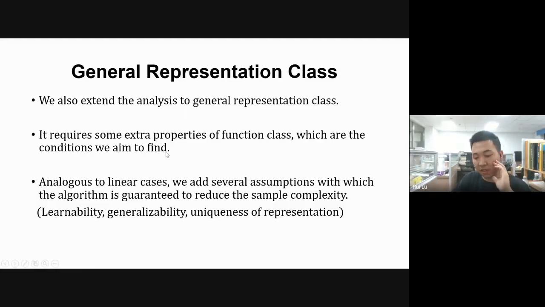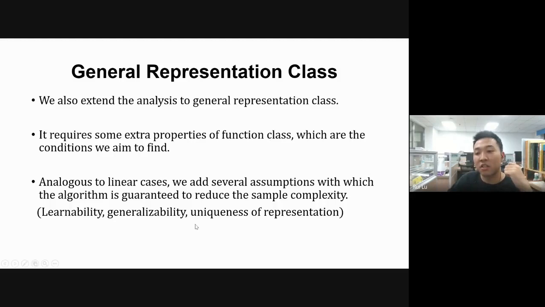But something is different for this general representation class because, for example, in the linear representation class, you set this dt to be the uniform distribution over the standard basis. Then automatically you have the generalization property on arbitrary input, but this is not guaranteed for a general class phi. So to make the general representation class work, we need to add several assumptions with which our algorithm can guarantee to reduce the sample complexity.